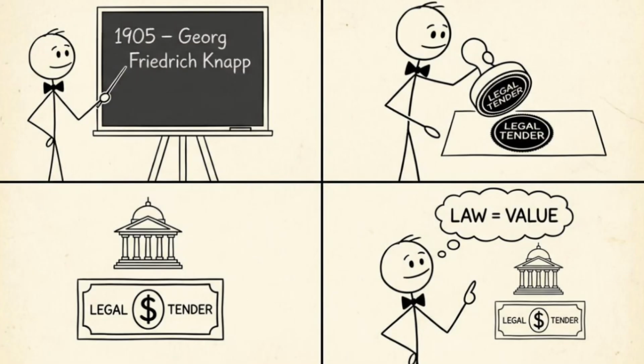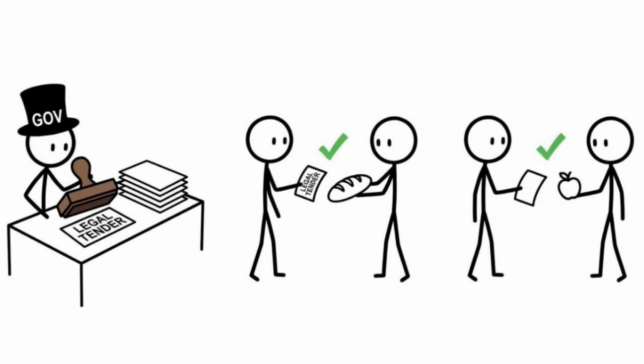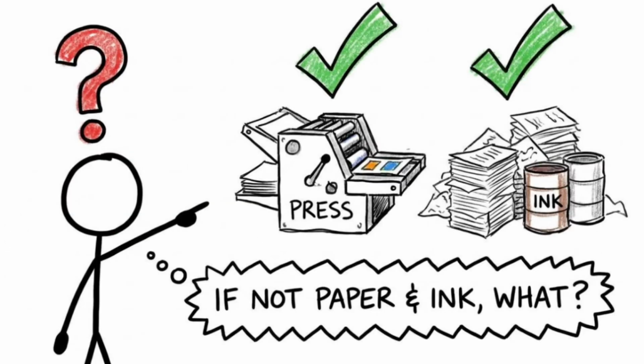MMT synthesizes ideas from Georg Friedrich Knapp's state theory of money, which noted in 1905 that money is a creature of law. Knapp argued that the state can create pure paper money and make it exchangeable by simply recognizing it as legal tender. So, if they can print whatever they need, why not run the presses constantly? The barrier isn't a lack of paper or ink.